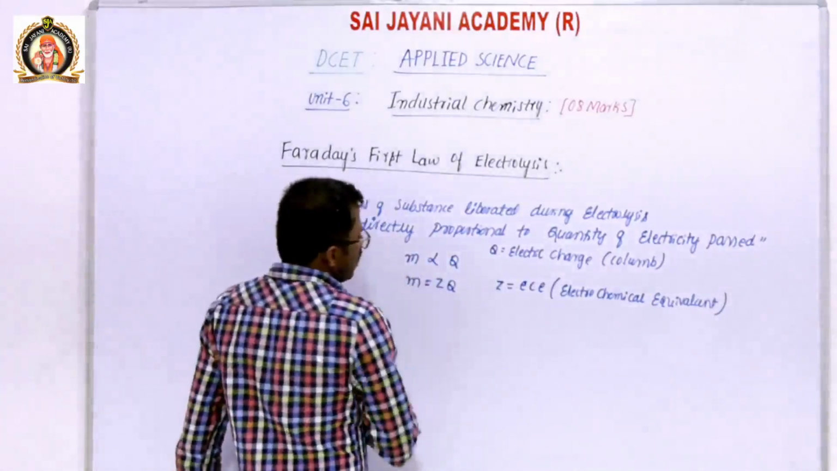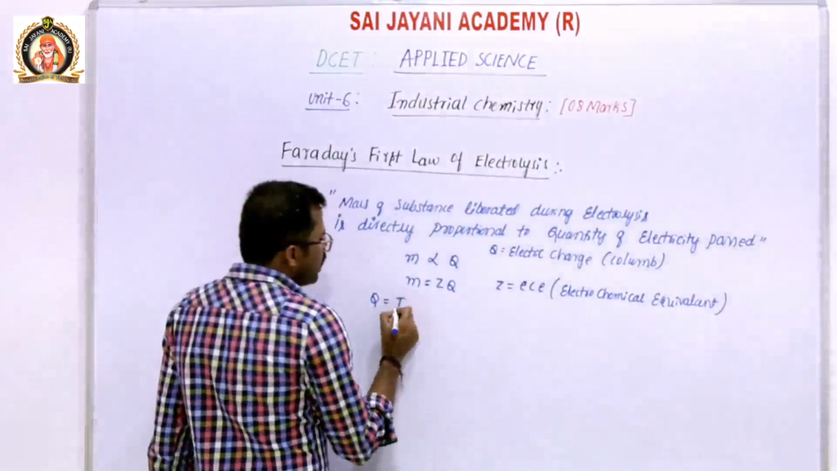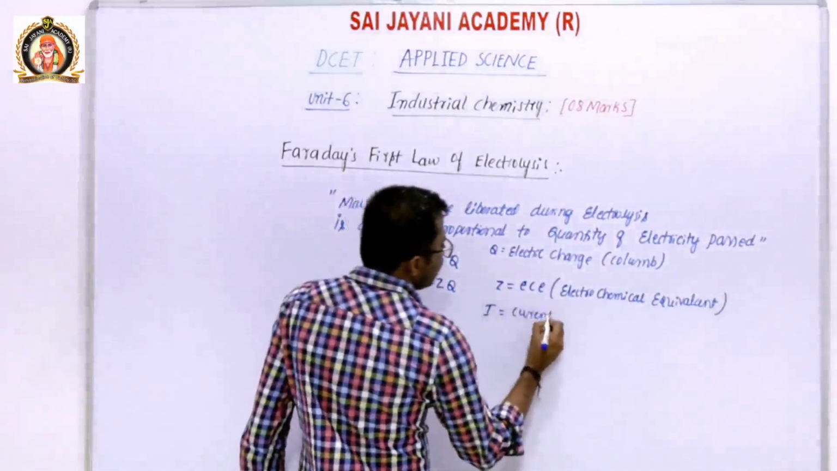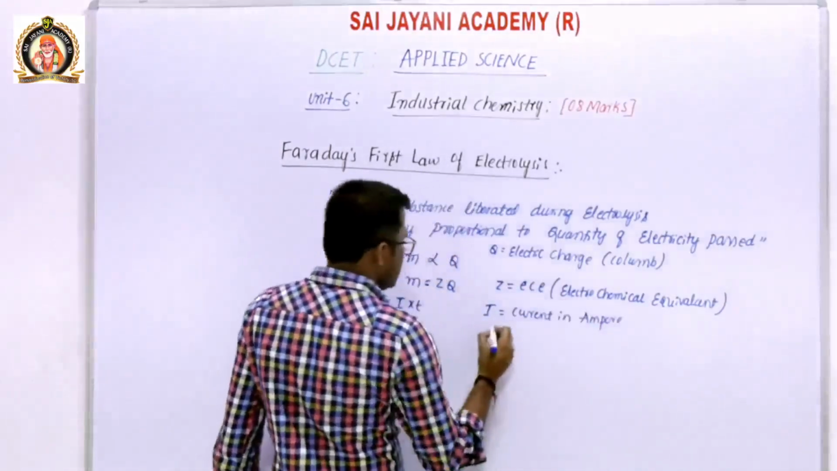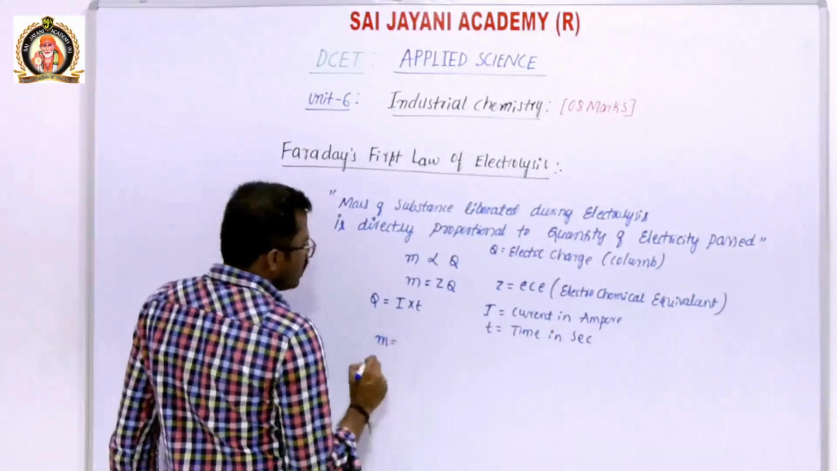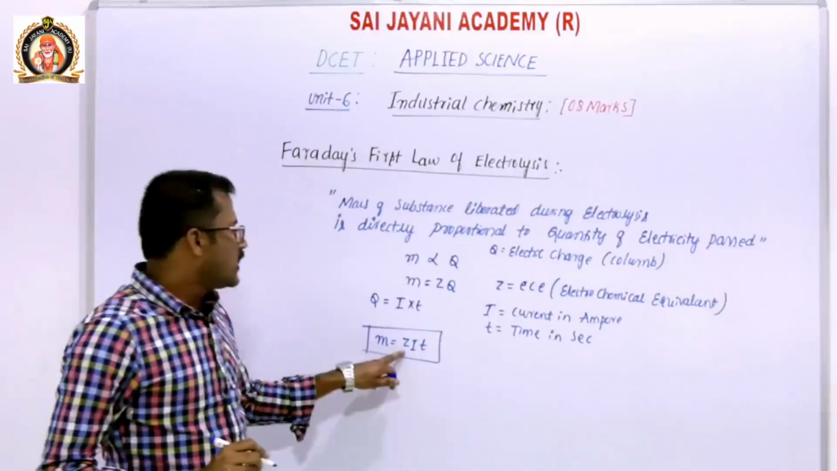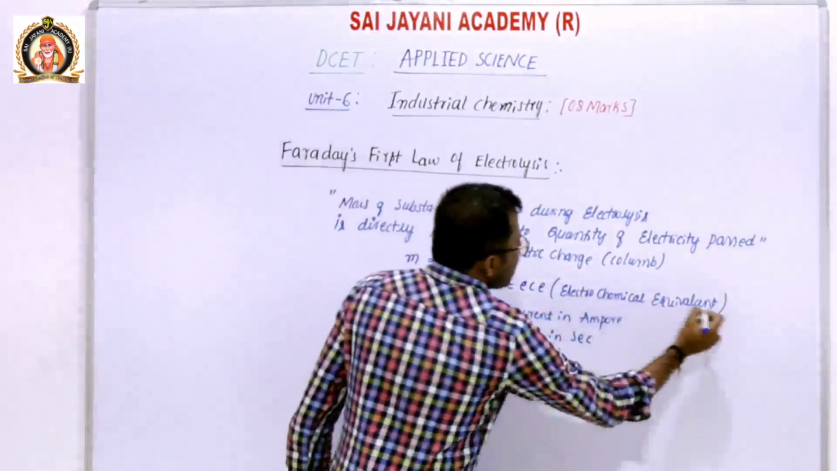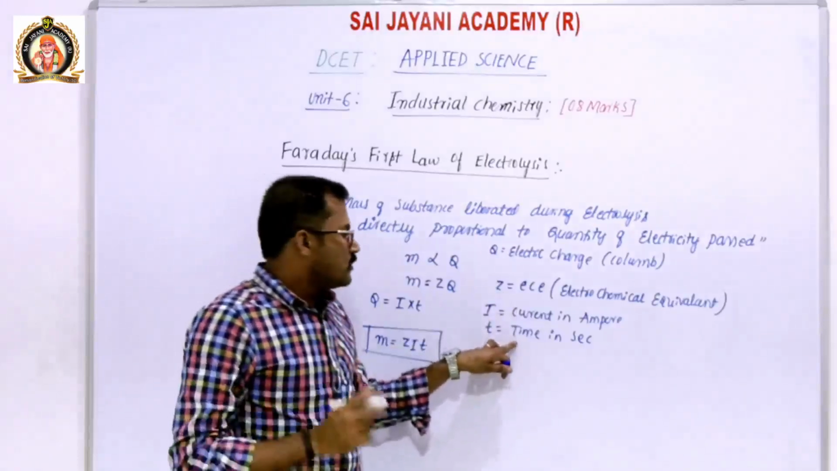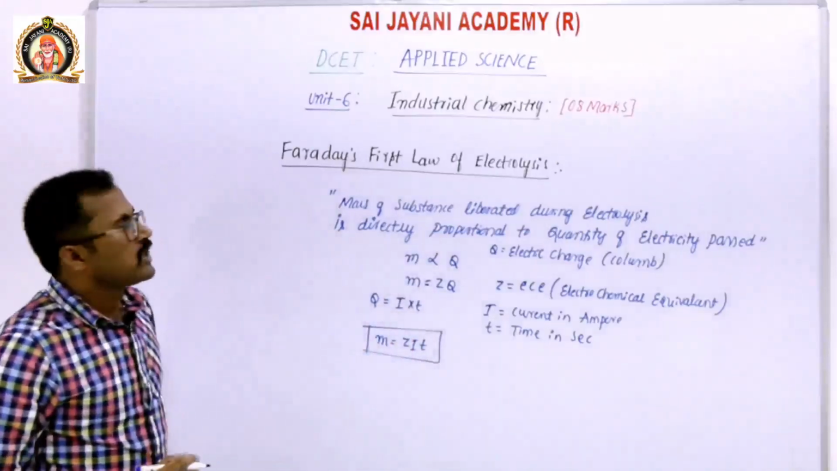What is q? Electricity or electric charge is the product of current and time. So Q is equal to I into t, where I is current in ampere and t is the time in second. So m is equal to z into I into t, where z is the electrochemical equivalent of the substance, I is current in ampere, and t is the time duration for which we pass the current. The product of electrochemical equivalent, current and time gives the mass liberated during electrolysis.